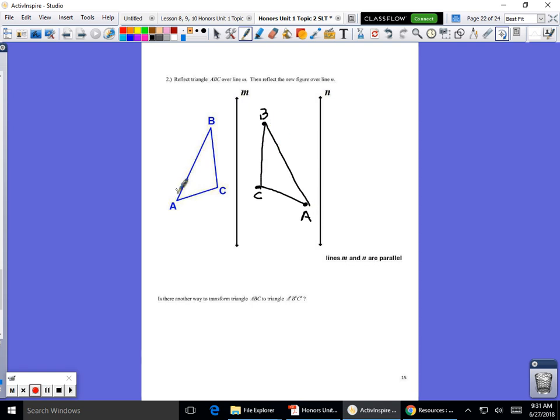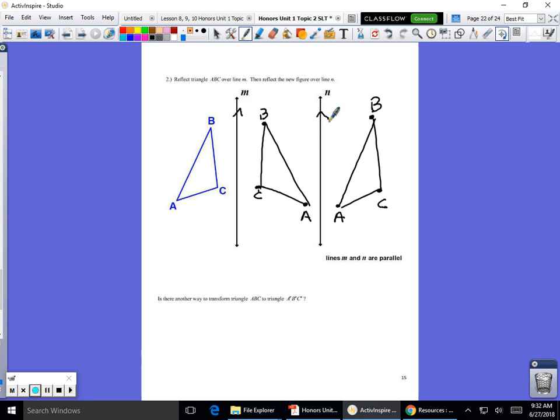So if I reflect that over this line M, it would look like about that. And then if I reflect that over line N, that distance about there. Here is a perpendicular line, that same distance about over here. It's not perfect, but it's pretty close. So if I reflect over a line and then reflect over a line that's parallel, I believe they told us that M and N were parallel. Oh, yep, lines M and N are parallel.